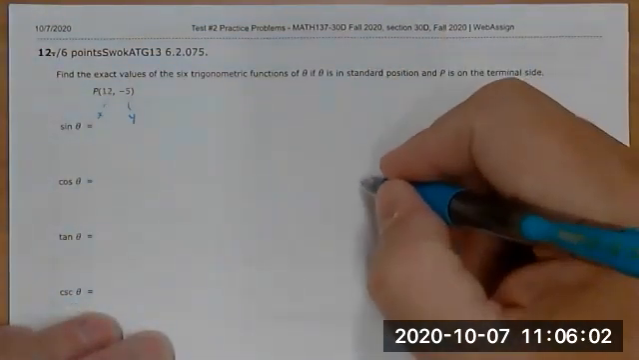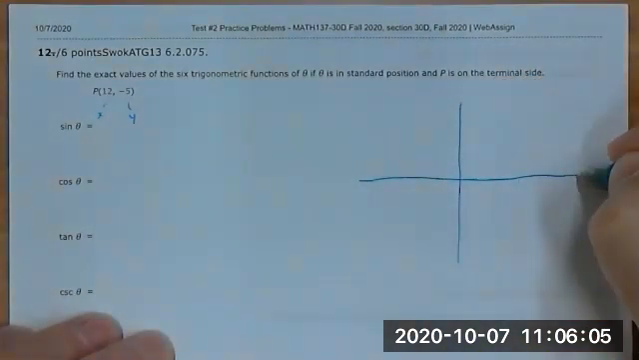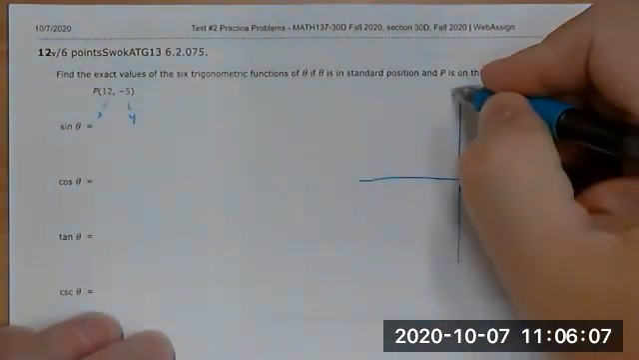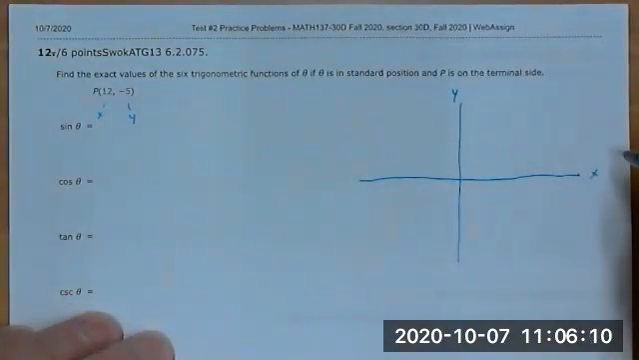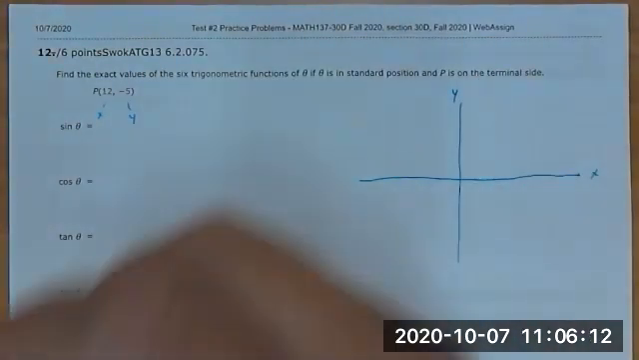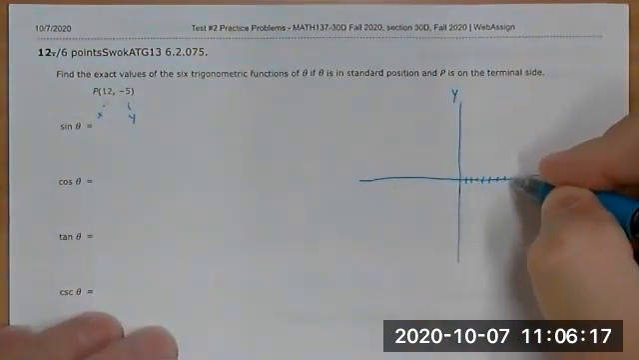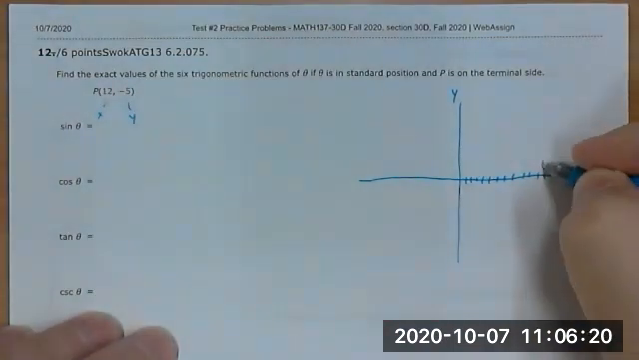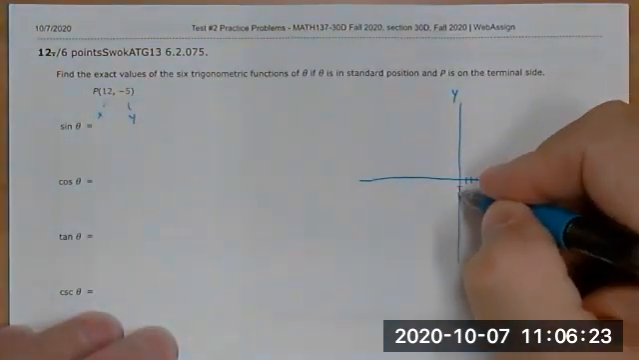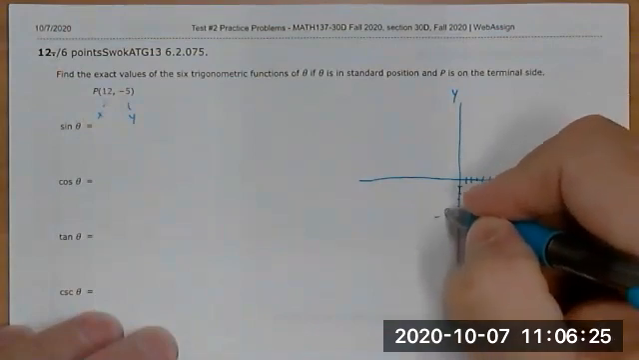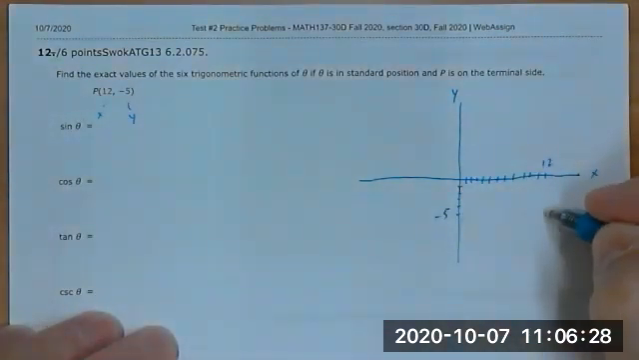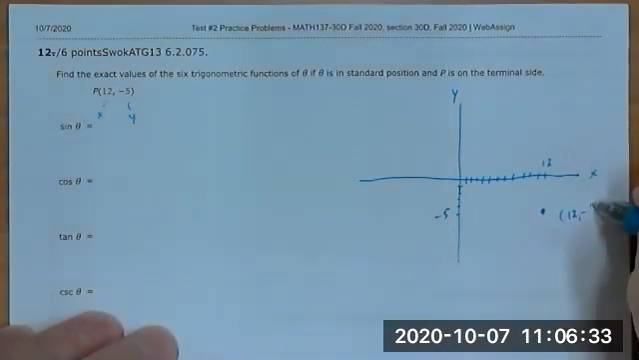With these kinds of problems, it's so smart, almost essential, really, in my opinion, to go ahead and create the graph. 12, -5. So there's 12. There's -5. So what you do is you have this point here. And then you simply draw a line from the origin to that point.